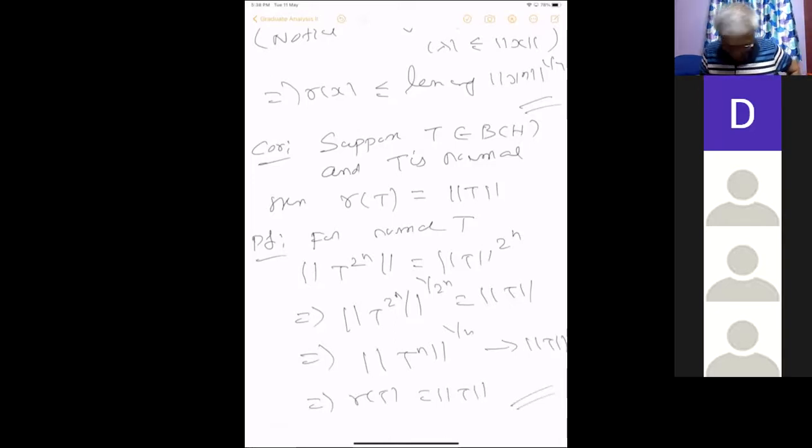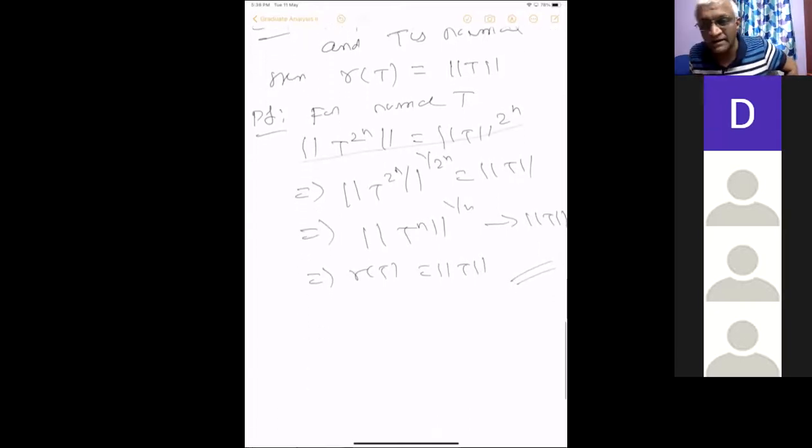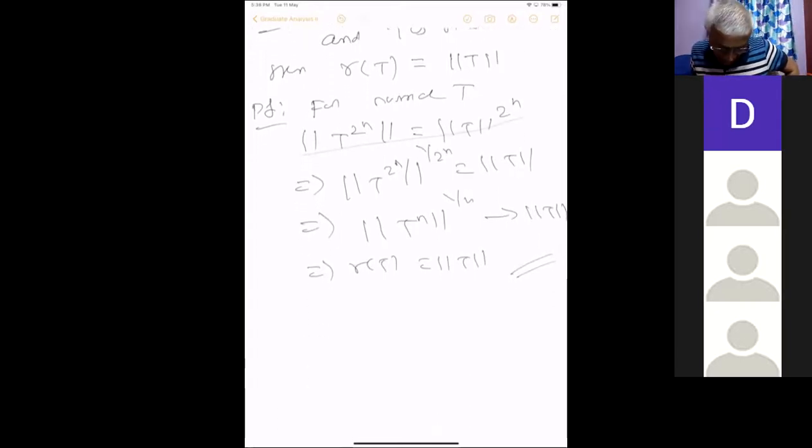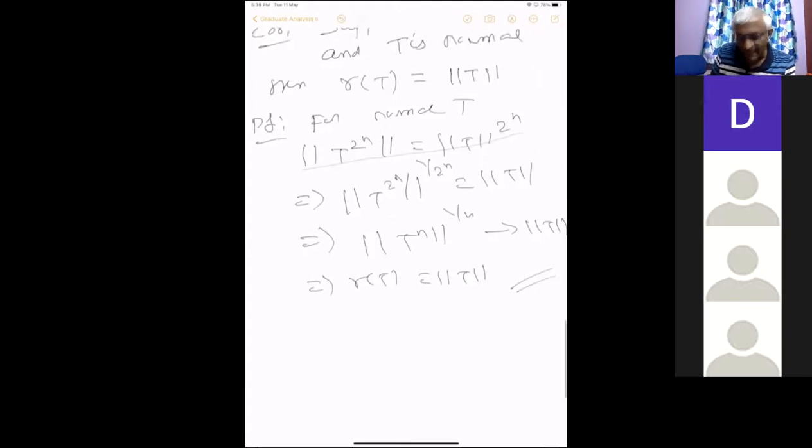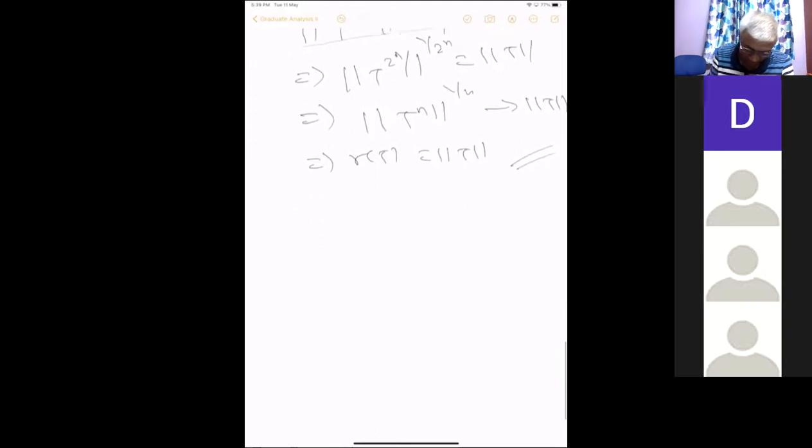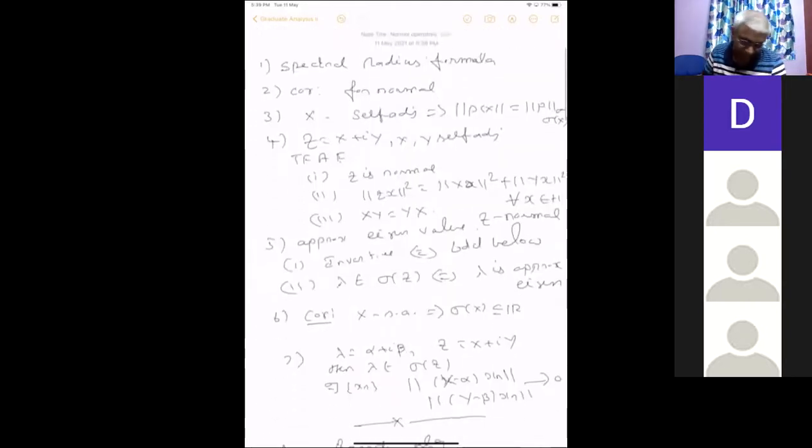Okay. It's not precisely that norm t is there or norm minus norm. It says that R of t equal to norm t. There exists a lambda such that mod lambda equal to R of t. The spectrum is compact, so the supremum should exist in that. So there exists a lambda in the spectrum such that mod lambda equal to norm t. Okay, so what is next?